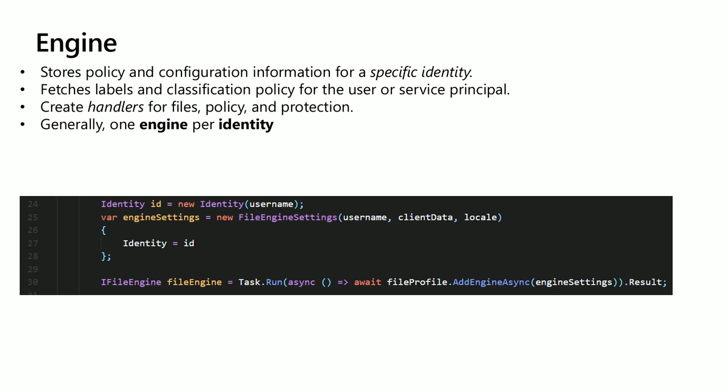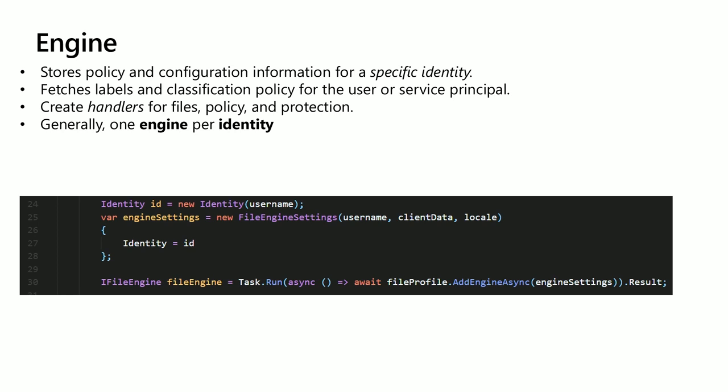If I'm doing a web application that's authenticating on behalf of the user, I might create many engines, one for every user that's connecting to my service. And so it's going to authenticate to the service as that user. It'll fetch labels and classification settings for that specific user. And then any handlers that it creates are going to act in the context of that user usually. And I'll talk more about that in a minute when we get to handlers.